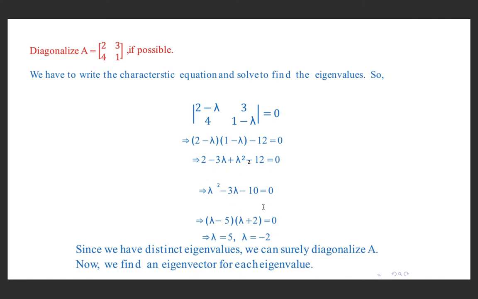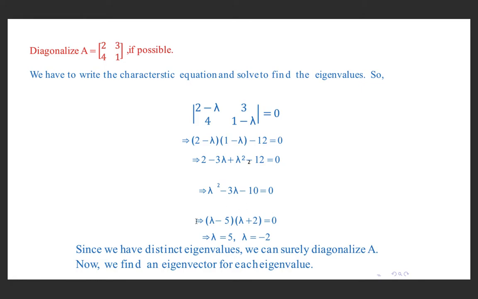If we factorize it, we get (lambda minus 5)(lambda plus 2) equal to 0. So either this factor is equal to 0 or lambda plus 2 equal to 0. It means lambda equal to 5 and lambda equal to minus 2. These are the eigenvalues, and these eigenvalues are distinct, so we can diagonalize the given matrix A.